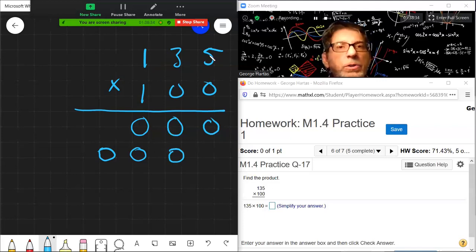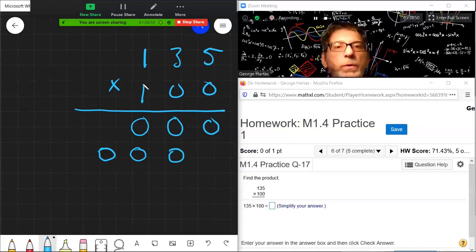And by the way, you notice how much space I have between digits? I highly recommend you do the same thing. Don't squish everything in there. Leave plenty of space between the numbers. It's going to make lining the digits up much, much easier.